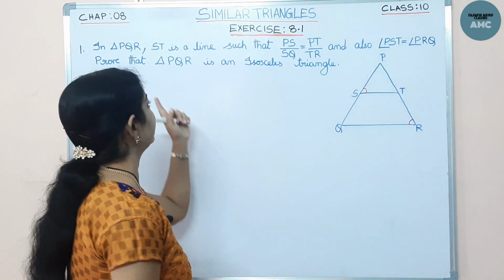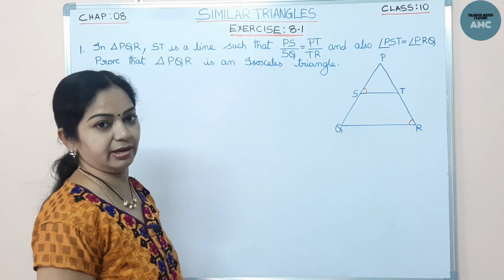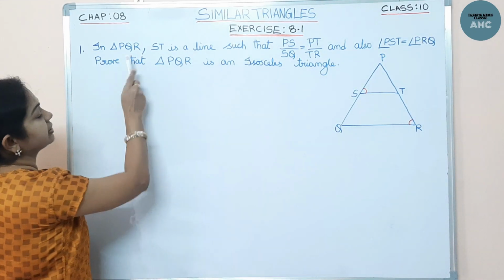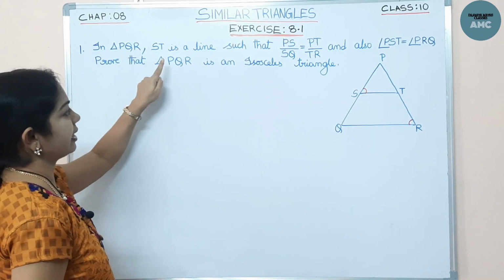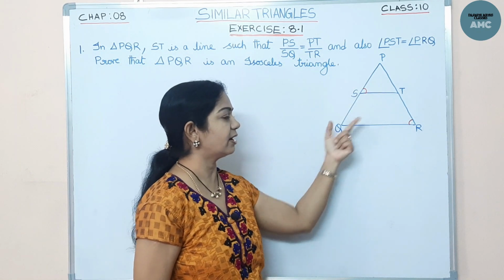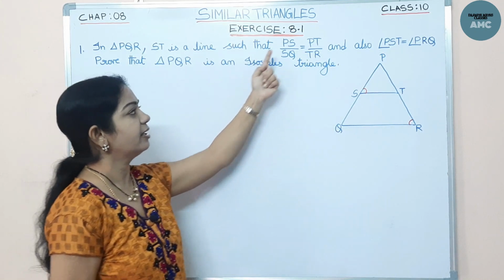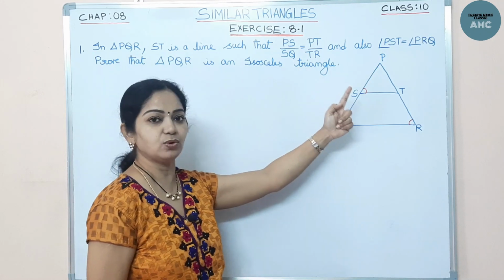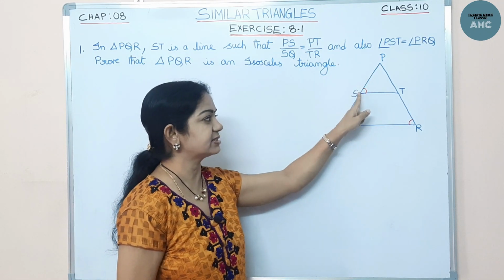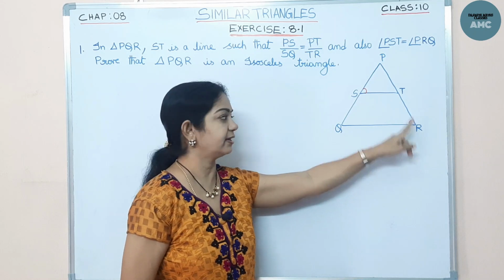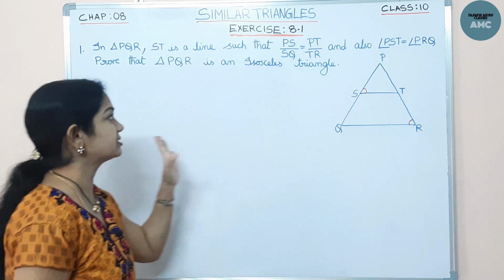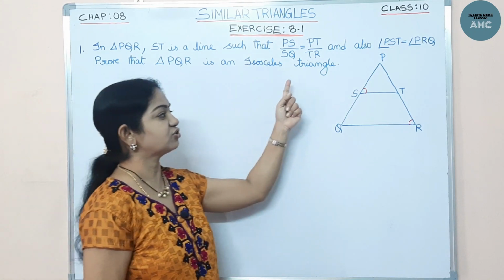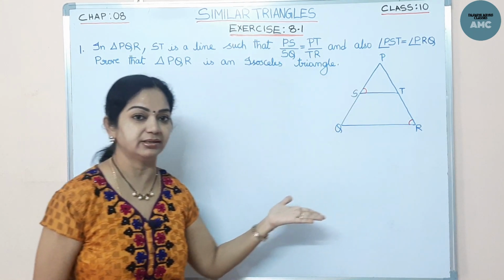I have noted down the first problem here of exercise 8.1, the diagram also given here. I'll read it out for you. In a triangle PQR, ST is a line such that PS by SQ is equal to PT by TR. And also these angles are equal: PST, this angle, and this red angle PRQ are equal. That is given. And we have to prove that this triangle is an isosceles triangle, right?